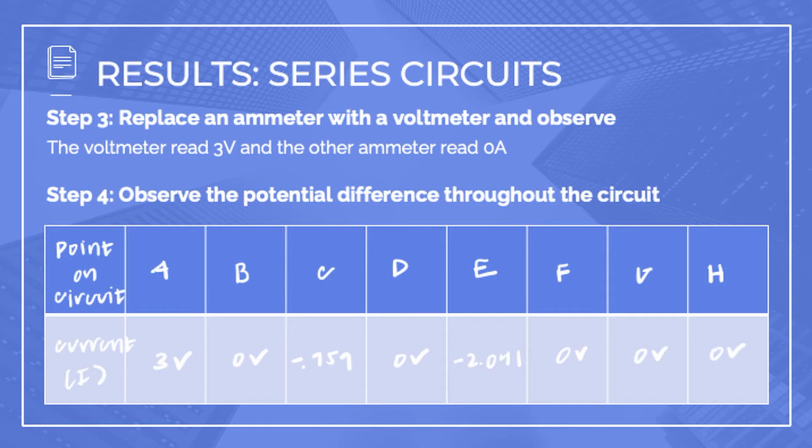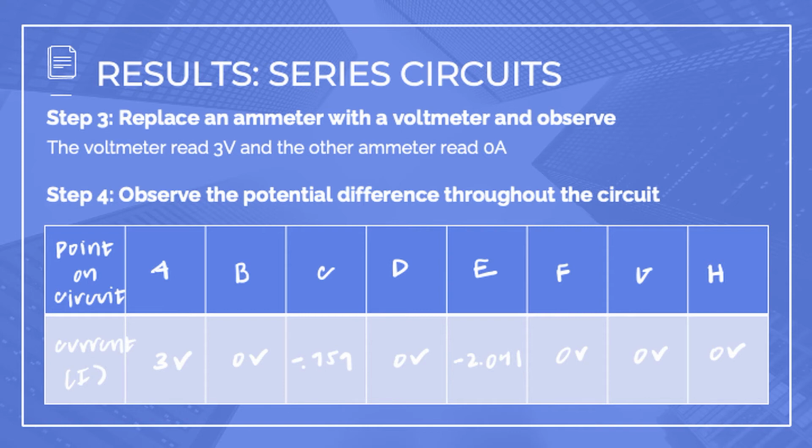And then we were asked to create a computer-based model for the circuit. I was able to confirm my predictions of the current values. Both ammeters read 0.02 amps. When I replaced one of the ammeters with a voltmeter, the voltmeter read 3 volts, which is the total voltage from the 2 batteries. And then the other ammeter read 0 amps. This is because the circuit is no longer complete and there was no current running through the circuit at that point.